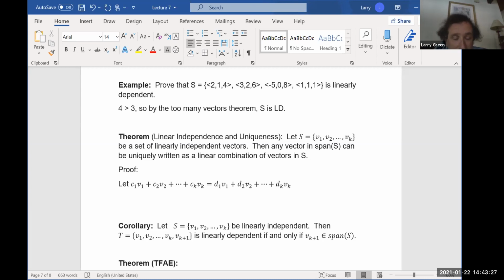So I just subtract. Then C1 minus D1 V1 plus C2 minus D2 V2 plus ... plus CK minus DK VK equals 0.